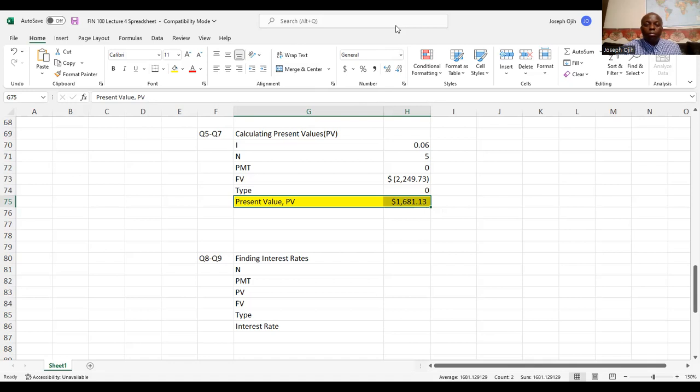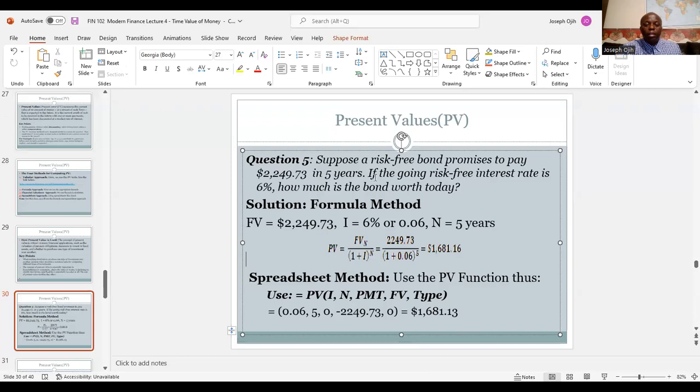Let me take it back to this question. Remember, it says if the risk-free rate is 6%, how much is the bond worth today? So if somebody is selling this bond for, let's say, 1,700, you say no, you're overvaluing the bond. This is how much I'm going to pay for it. See, that's how we use present value. Our answer shows that the risk-free bond is worth $1,618.13.